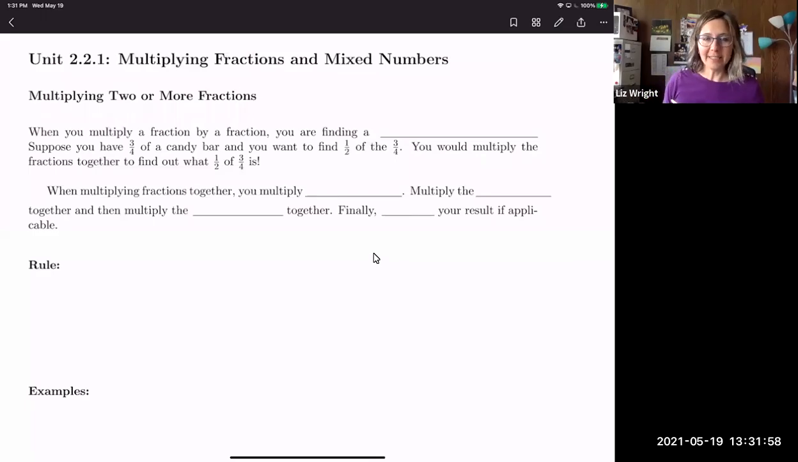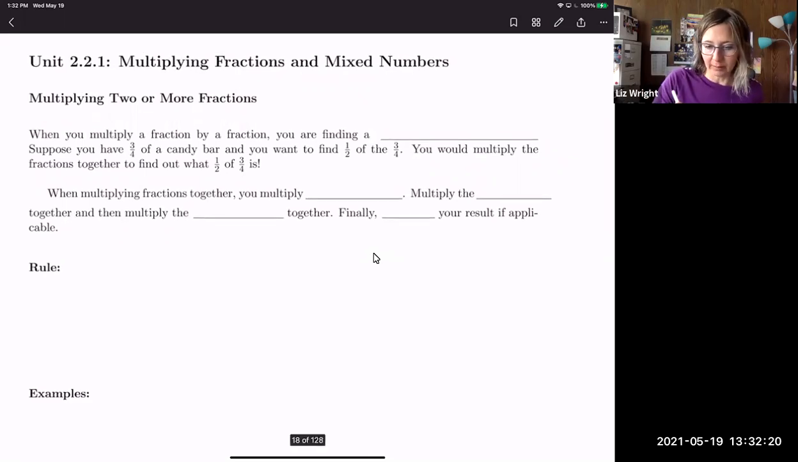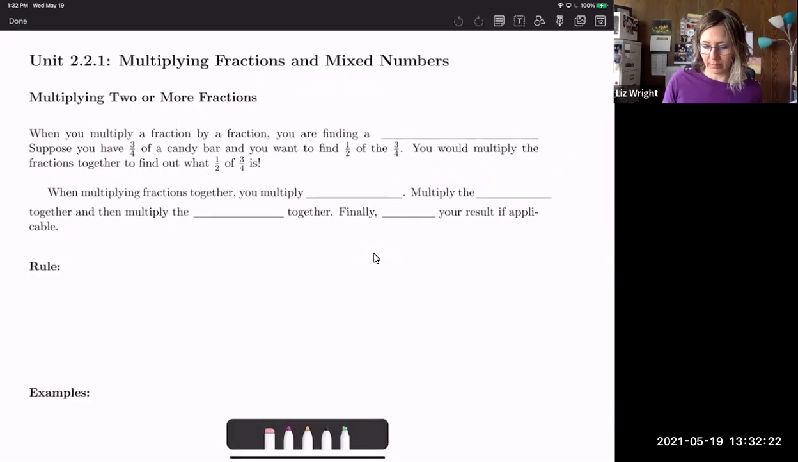Hi, everybody. In this video, we are going to be looking at Unit 2.2.1, multiplying fractions and mixed numbers. So to start, it just says multiplying two or more fractions. When you multiply a fraction by a fraction, you are actually finding a fraction of a fraction. So that's what we're going to fill in this first blank. So, fraction of a fraction.